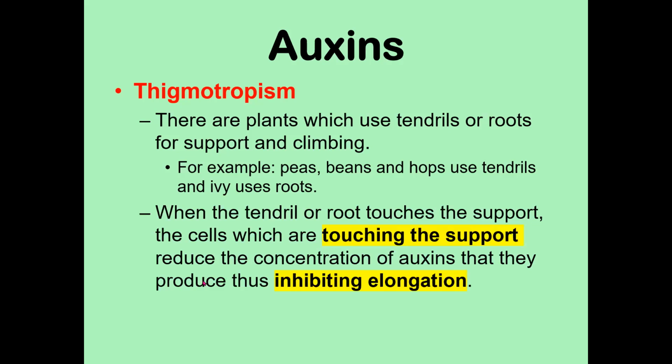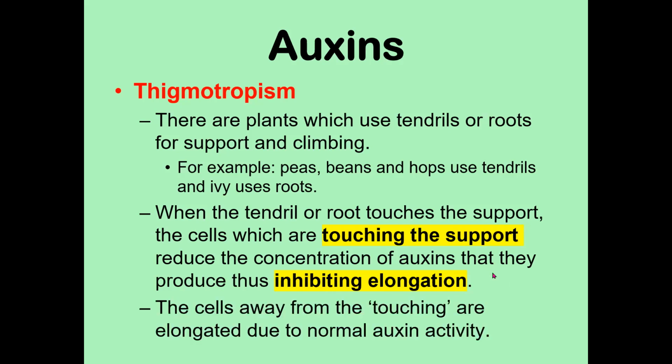And so when the tendrils or the roots touch the support, the cells produce the oxygens which inhibit the elongation, which is what I said. So it's in the cells on the other side of the plant, of the stem, they elongate under normal oxygen activity, and so you get this curling effect.